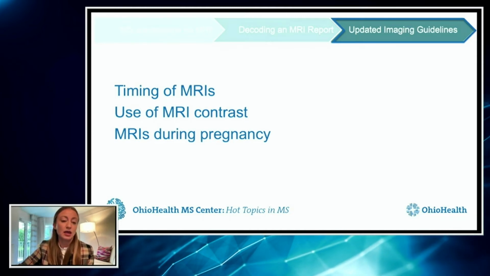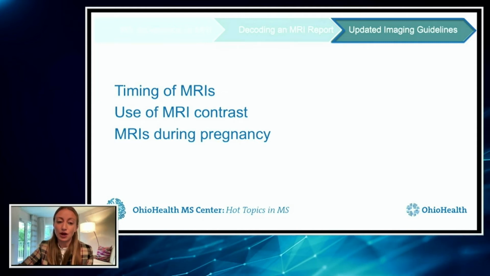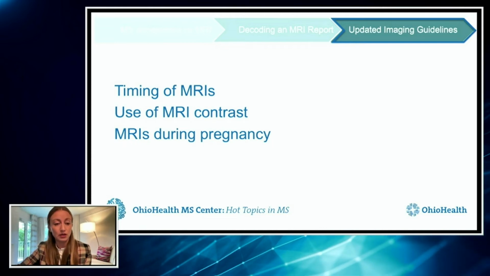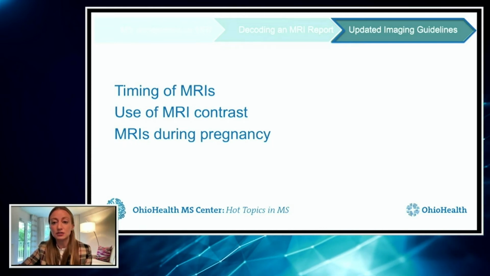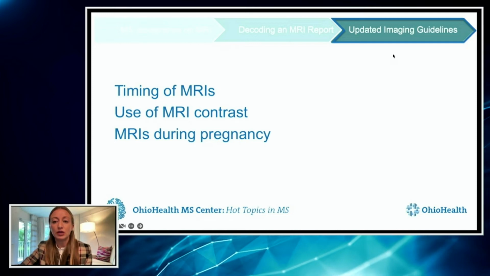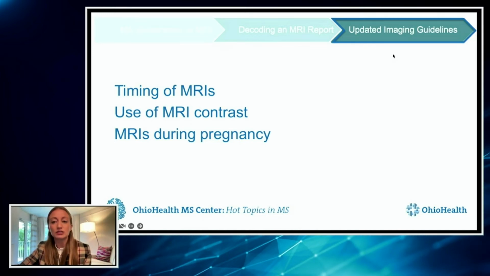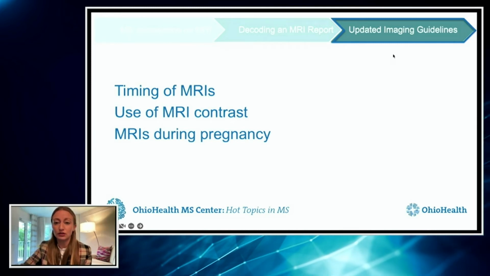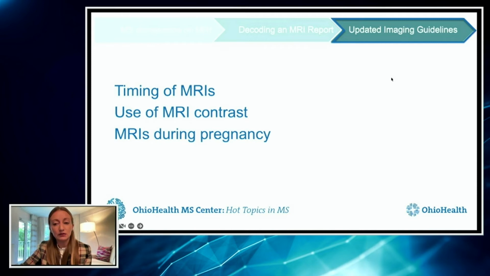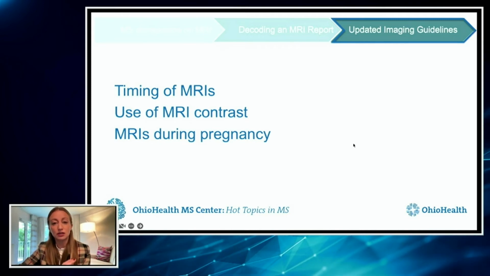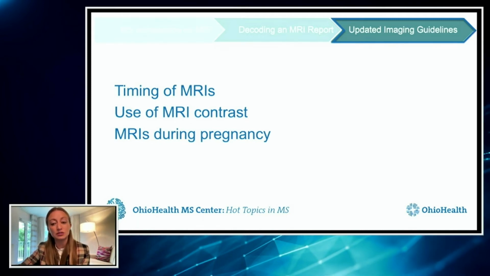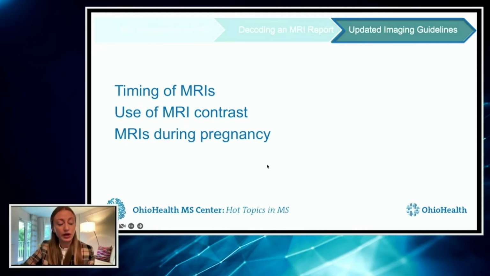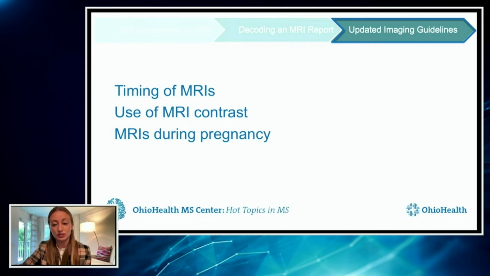So we'll talk about 3 parts of these updated guidelines that I think are most clinically relevant to us. The first is the timing of MRIs. So when should they be done in terms of diagnosis and follow-up? The second is the use of contrast. This is important because we have discovered that contrast can accumulate in the brain. Clinically, we don't know if it's harmful, but in order to be safe, the recommendations have changed to limit the amount of contrast we're using when it's possible to and when it's safe to do so. And then we'll talk a little bit about MRIs during pregnancy and whether those are safe.